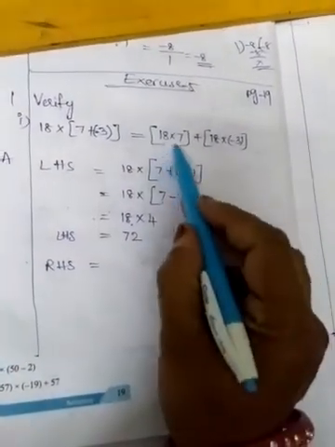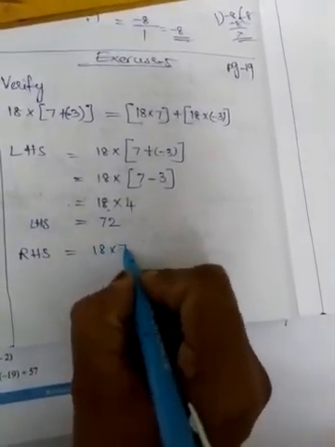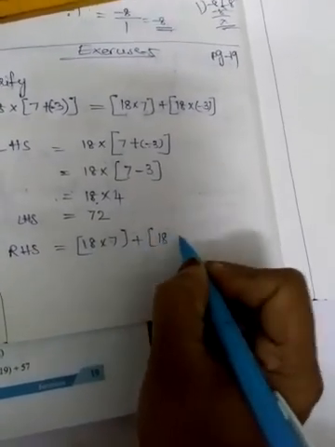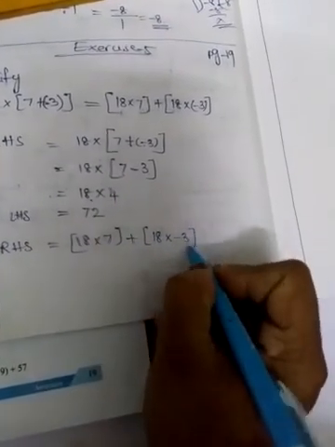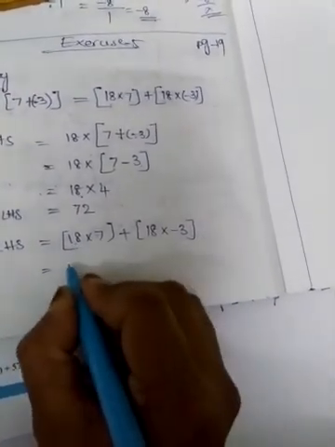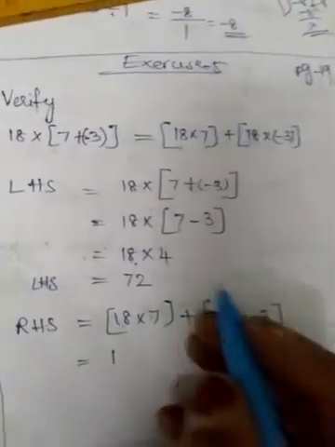RHS, which one is there? This side, right hand side. Right hand side, which one is there? 18 into 7 is there, plus 18 into minus 3 is there. Yes, no? Now 18 7 ja, how much?